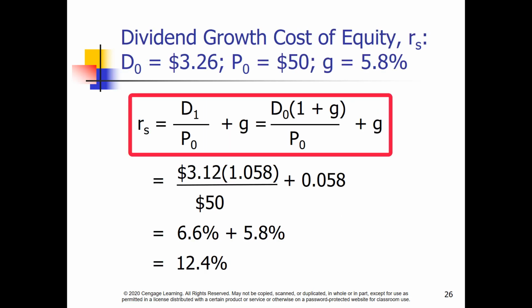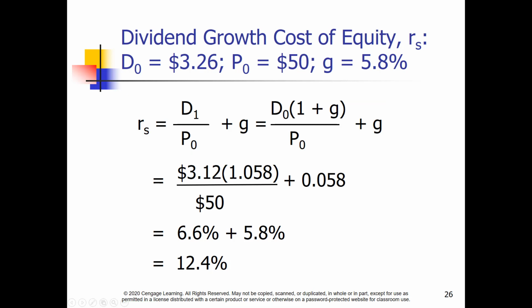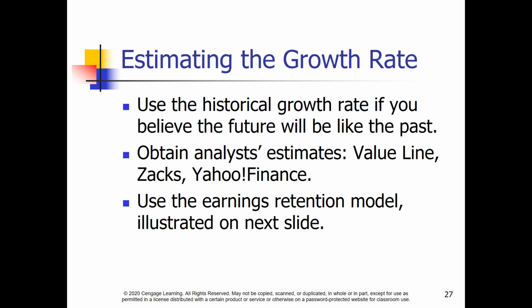We can also use the discounted cash flow method or the constant growth model. This approach requires an estimate of the dividend growth rate, which we'll explore on the next few slides. The current stock price and the last dividend are observable. We now have a second estimate for the cost of equity, 12.4%. There are three methods for estimating the growth rate. We could use the historical growth rate if we believe the future will be like the past. We could obtain analyst estimates online, but be aware, analysts usually estimate earnings growth, not dividends, and the rates may not be the same. Finally, we can use the earnings retention model demonstrated on the next slide.